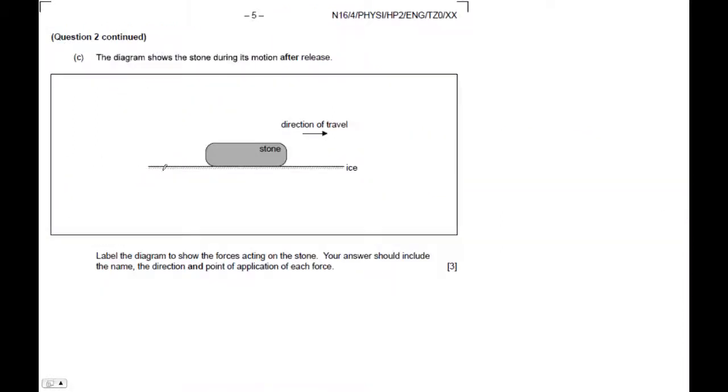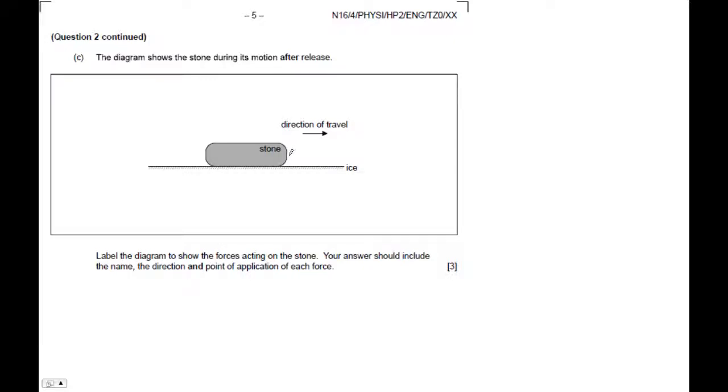Looking at the mark scheme, I think candidates gave such random, diverse answers that it looks like a mess. I'm sorry, that's a little bit strong language for YouTube here. But I took it to be label the diagram to show the forces acting on the stone. Your answer should include the name, direction, and point of application of each force. So I thought that the arrows should emanate from the point of contact, and you should label what they are, okay? Only I didn't label one of mine correctly, right?